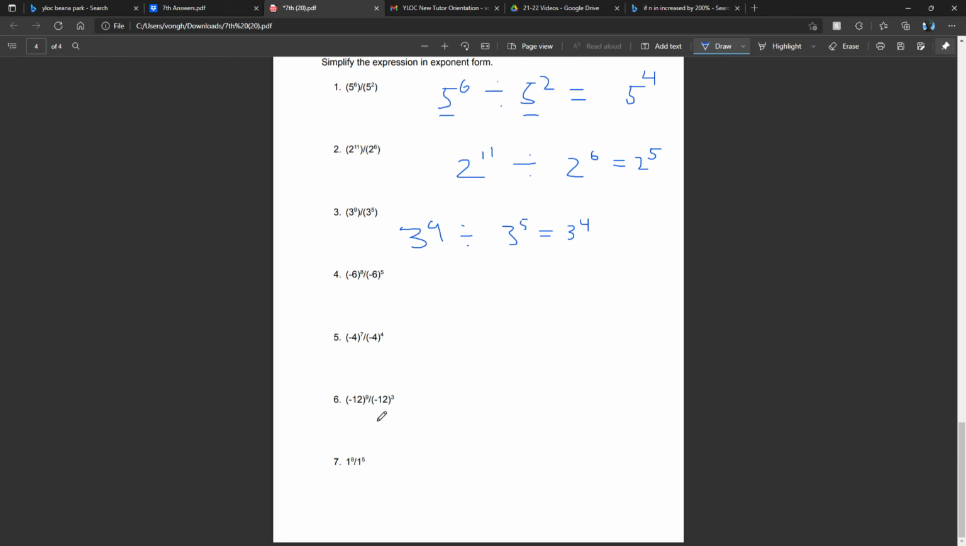Try 4 through 7 on your own if you can get it. Actually, I'll try 4. So, you have negative 6 in parentheses to the 8th divided by negative 6 to the 5th. Same thing, they have the same bases, which is negative 6. So you do 8 minus 5, which is 3, so negative 6 in parentheses to the 3rd power. Make sure you put the parentheses. Now try 5 through 7 on your own. So the answer for 5 is negative 4 to the 3rd, and then negative 12 to the 6th. And this one should just be 1. So yeah.